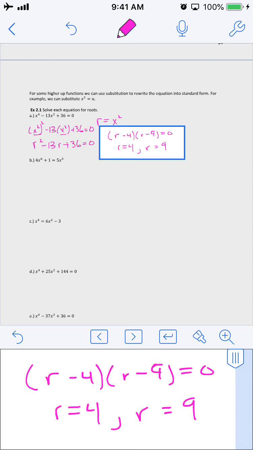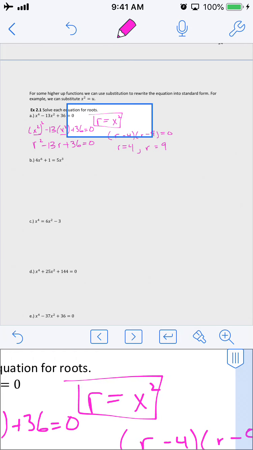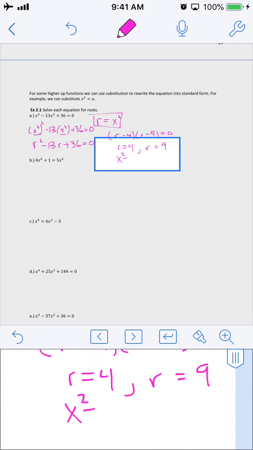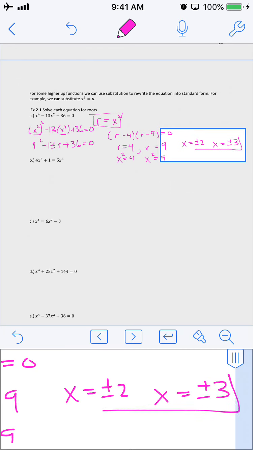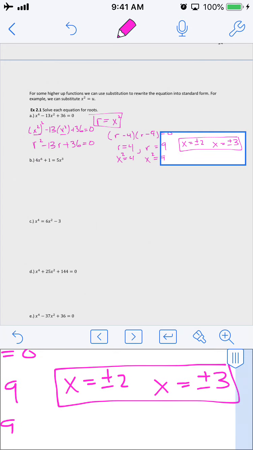Cool. Now the bummer part is they didn't ask about R. They asked about x. I need to know what x is. So what am I supposed to do now? Now I do the plug back in step. I took something out and replaced it with R. Now I'm going to put that same thing back in, because once I define this, it's always true. So x squared now equals 4, and x squared now equals 9. And I have two little mini equations that I can finish real fast. x squared equals 4, x equals plus or minus 2. x squared equals 9, x equals plus or minus 3. And that's how I get my fourth degree having 4 different answers: positive 2, negative 2, positive 3, negative 3.